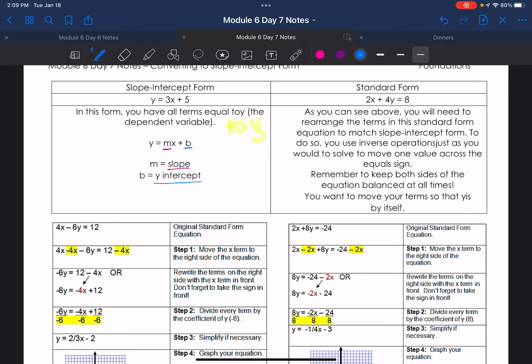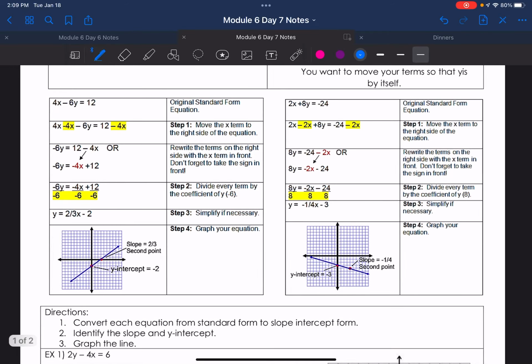If you can read right here, it says to do so, you will use inverse operations just as you would to move one value across the equal sign. So remember, we need to keep both sides of the equation balanced at all times. You want to do this so that y is by itself.